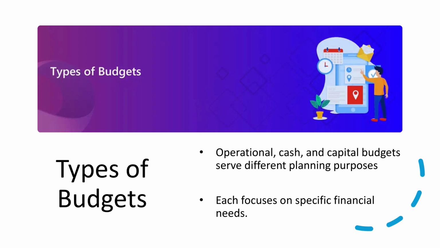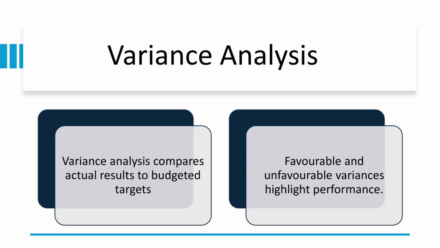After planning comes monitoring, which requires understanding variances. Variance analysis compares actual results against budgeted figures. And now we are going to look at types of variances. 1, favorable variance, known as F, when actual performance is better than planned. Examples include actual costs lower than budgeted. 2, unfavorable variance, known as U, when actual performance is worse than planned. Examples include material usage higher than expected.